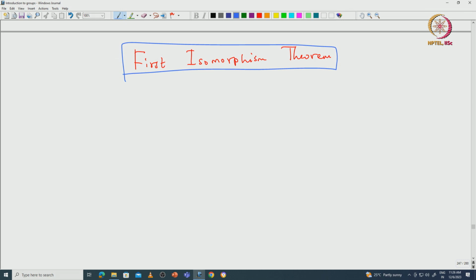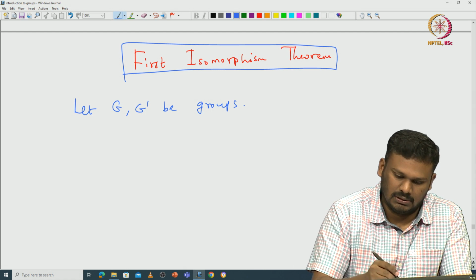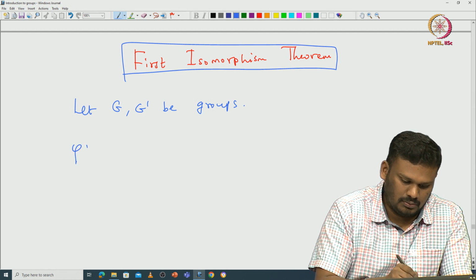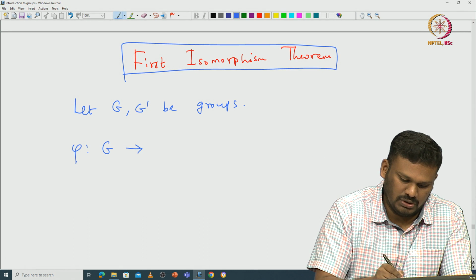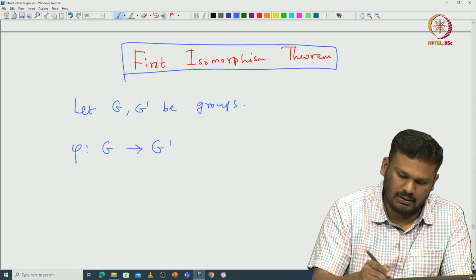Welcome back everyone. In this lecture we will see the first isomorphism theorem and some of its consequences. So let us fix some notations. Let us start with G and G dash being two groups, and we have this group homomorphism phi from G to G dash.